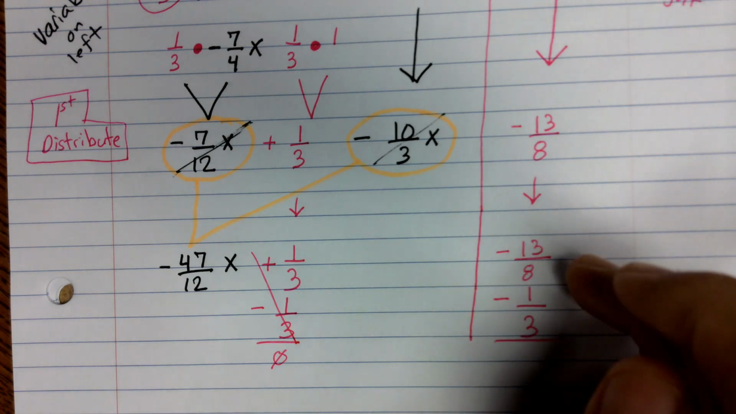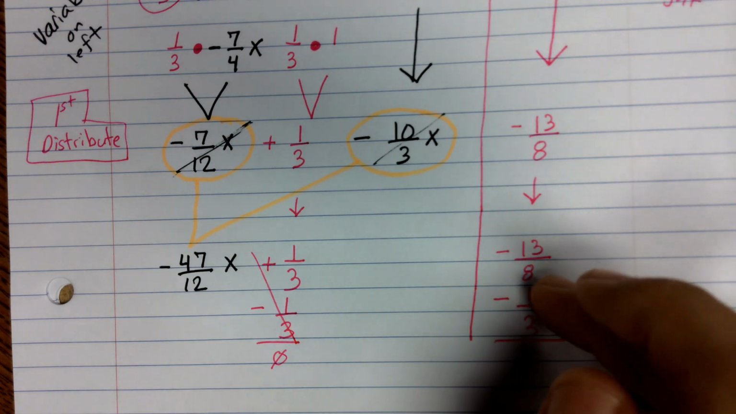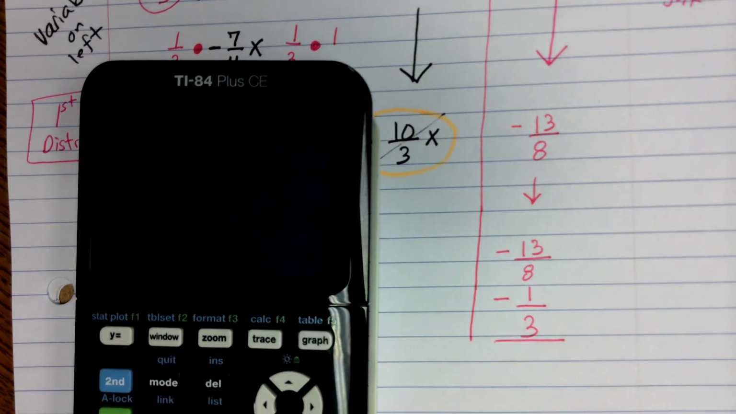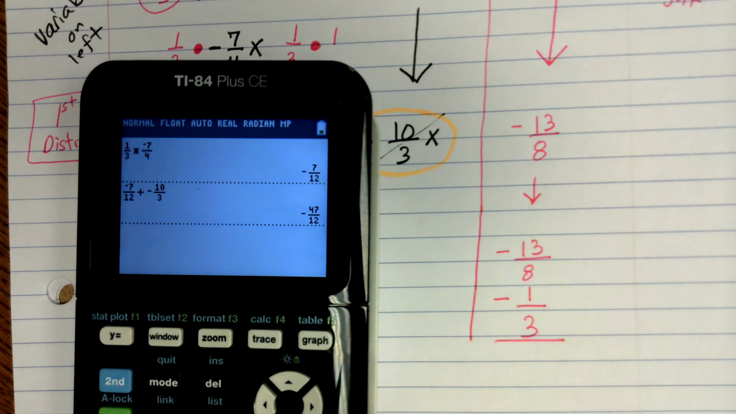Now this right here, negative 13 over 8 plus negative 1 over 3. I'm going to combine those two terms. And that's why I said plus, because we're actually combining them. So let me go ahead and put that in. I'm going to hit negative, and I'm going to do alpha y equals enter, and we're going to do 13 over 8. And then we're going to do plus negative alpha y equals and 1 over 3. So that's negative 13 over 8 plus negative 1 over 3.